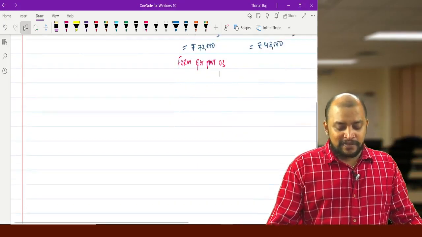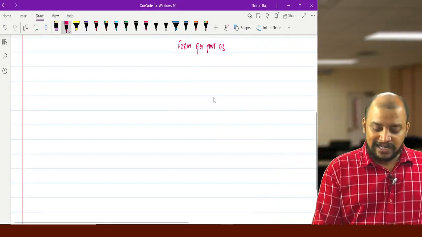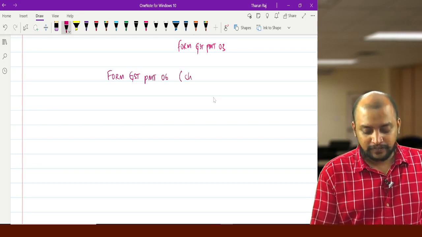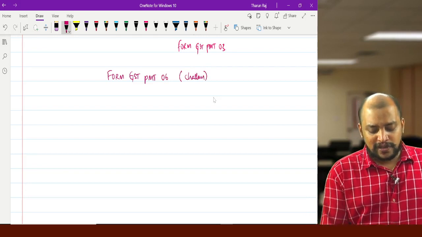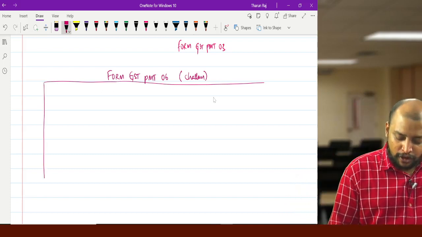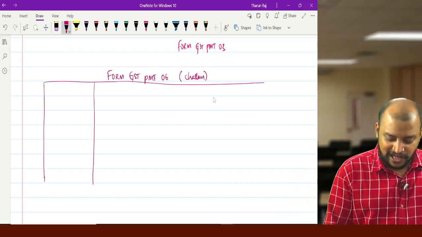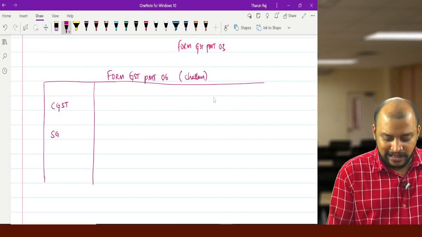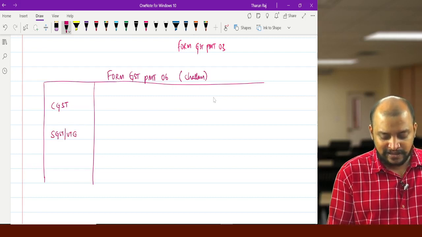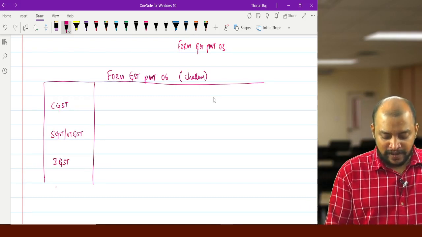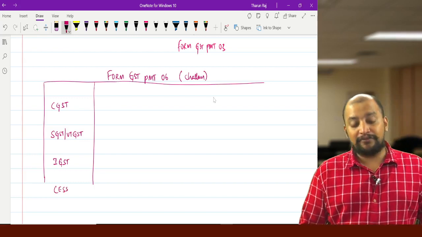So when you take the PMT 6 challan, form GST PMT 6, deposit challan, it is a payment challan. Usually this payment challan will be having a 20 cell matrix. So we have 4 major heads. CGST is one major head, then SGST or UTGST, depending, so both will not be there at a time. Then IGST and compensation cess. So these are the 4 major heads.